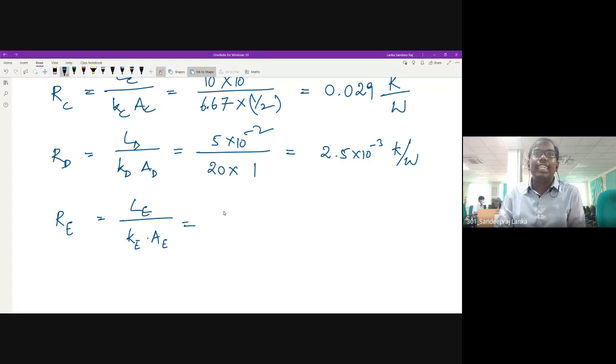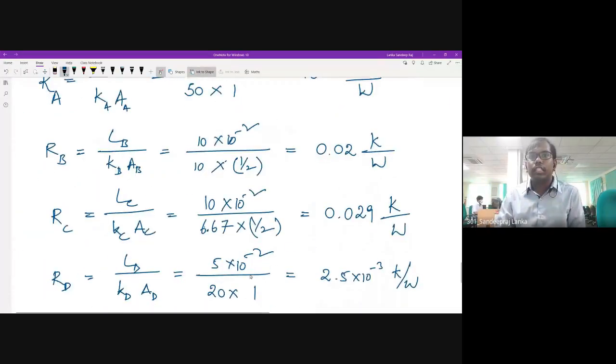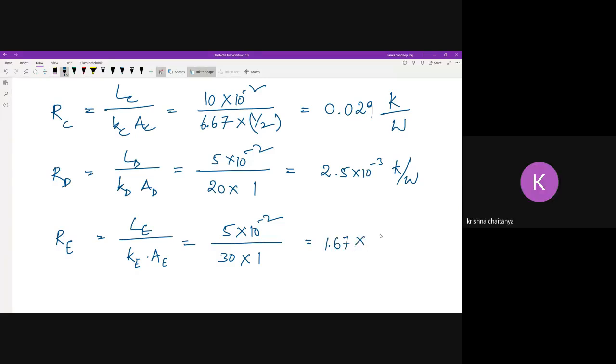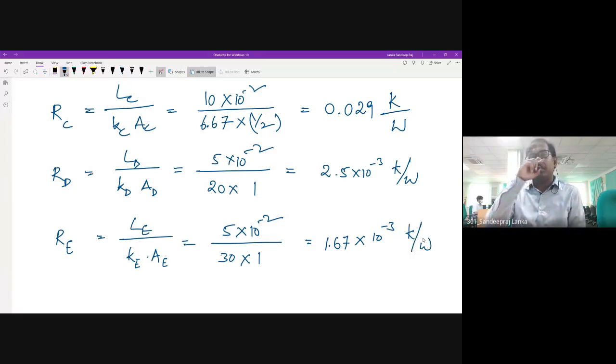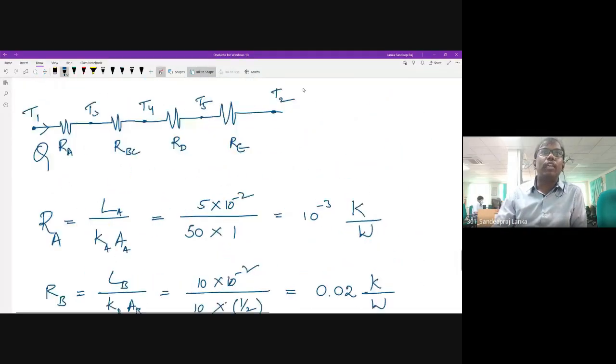Good. Now, LE is again 5 centimeters, so 5 into 10 to the power of minus 2 by KE. The KE value is given as 30 watt per meter Kelvin, so you can take it as 30, into 1. Somebody tell me this value. 1.66 into 10 to the power of minus 3 Kelvin per watt. So good, we have found all the resistances now. Now that you are done with your resistances, you can move on to the equivalent resistance. You don't know RBC.